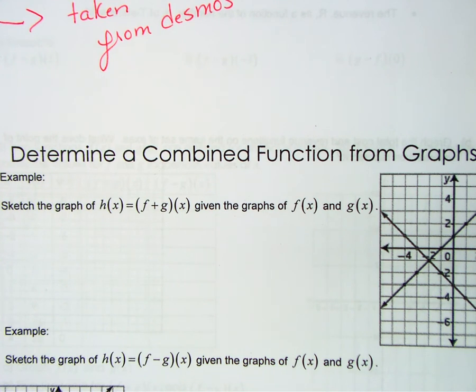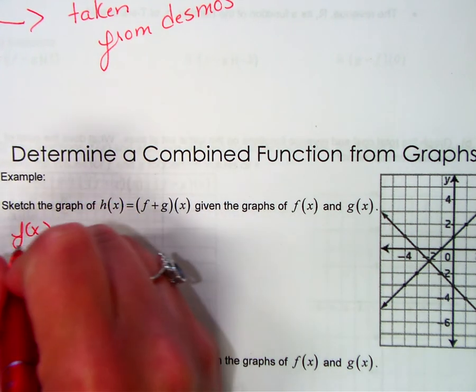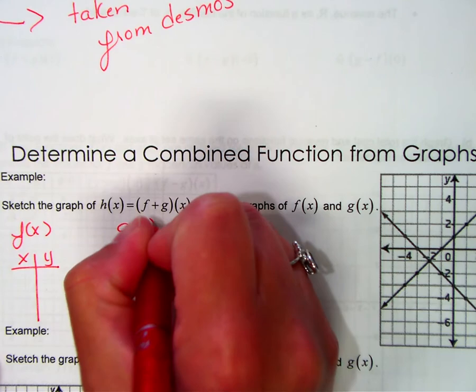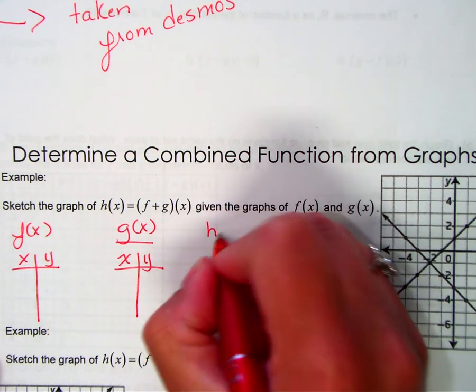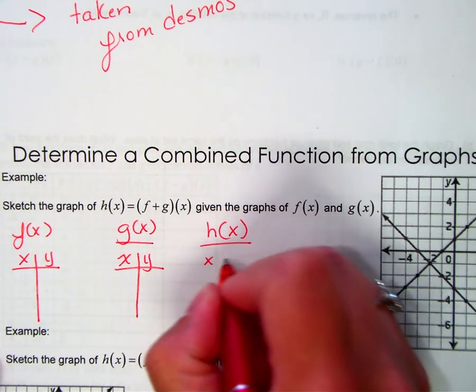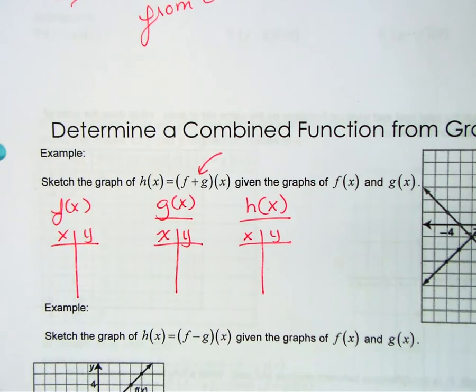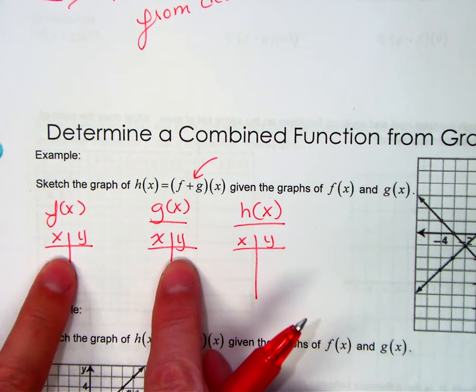So we're going to approach it the exact same way. So I'm going to do a table of values for the f of x graph. I'm going to do a table of values for the g of x graph. And then I'm going to do a table of values for the h of x graph, which is a combination, and we're adding them this time. And so again, remember that the values that you pick have to be on both graphs, right? So if you pick x equals 1, you have to have that data point on both your f of x and g of x graphs.